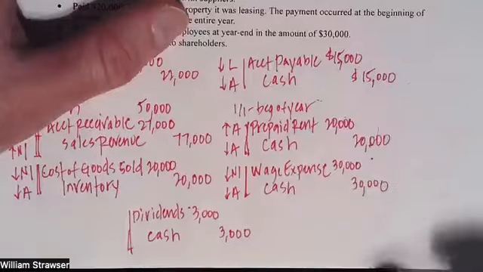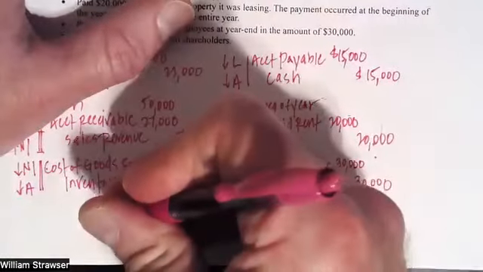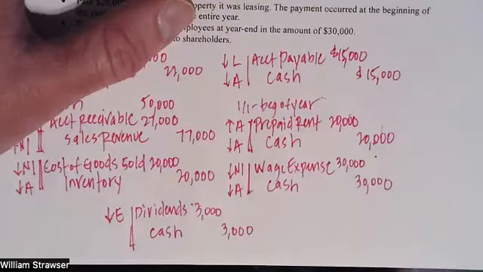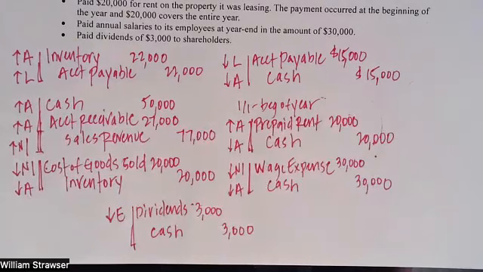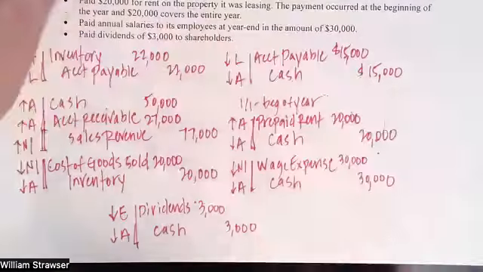Dividends are not a net income account. They never affect net income. They only affect equity. They affect retained earnings in particular, but retained earnings is an equity account. And then of course, credit to cash is an asset.